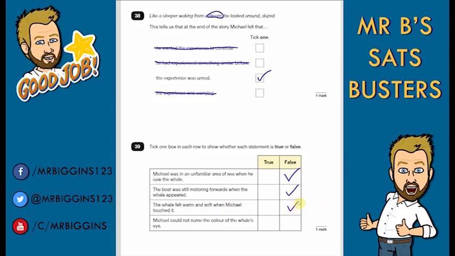The whale felt warm and soft when Michael touched it. This one is false, okay, because it describes how he touched it. It doesn't mention that it was warm when he touched it. It actually tells us that it was quite cool when he touched it, so the opposite of warm. Michael could not name the colour of the whale's eye. And that one would be true. He tries to describe it using a couple of different colours, but he can't actually describe it.